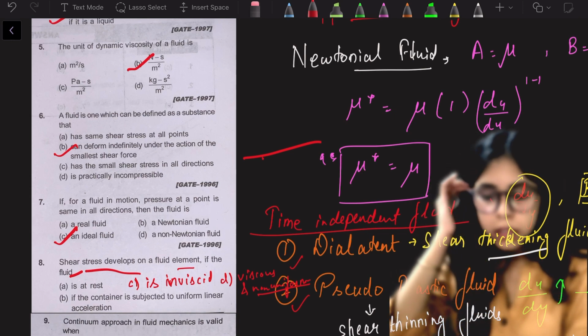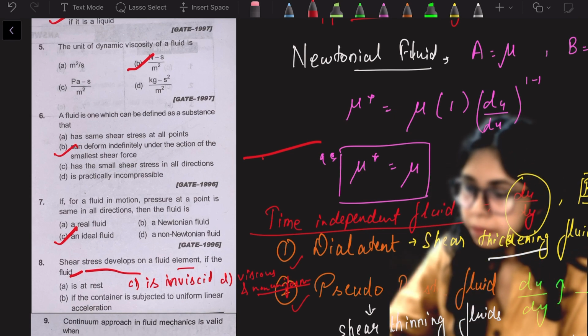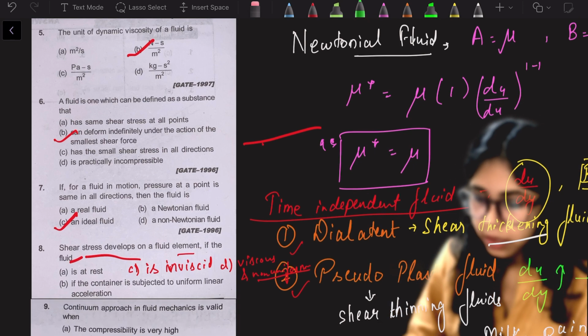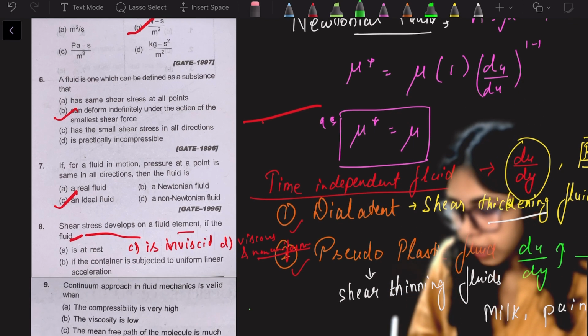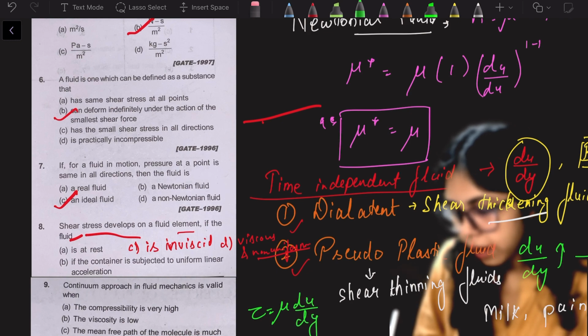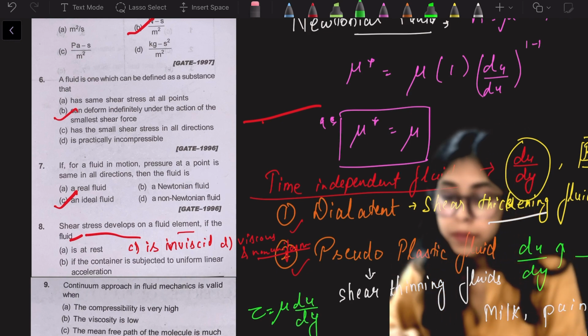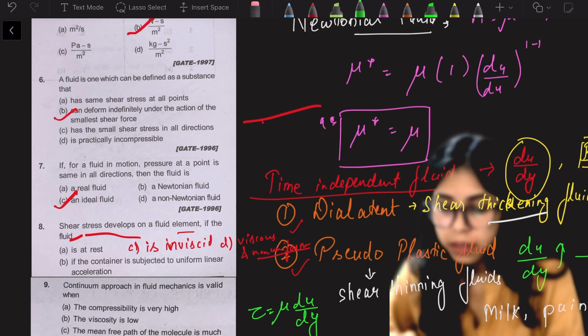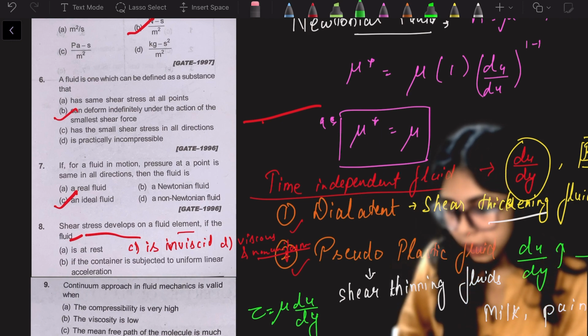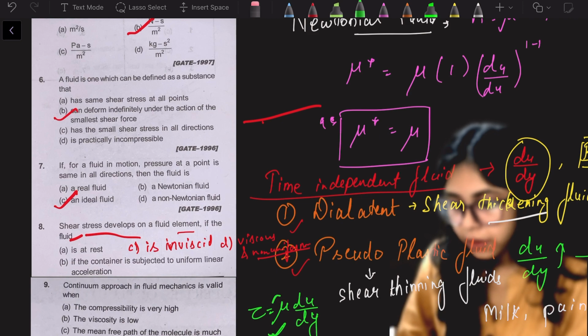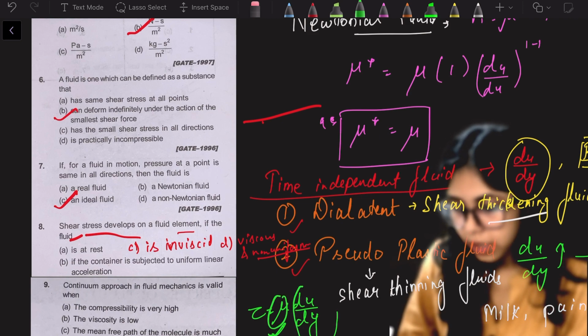So see, they are talking about shear stress. We have the equation of shear stress. We can write it here again. Tau is equal to mu du over dy, right? If shear stress is developed on a fluid, in which case, if there is a viscosity, that means it is viscous, and there is velocity gradient.